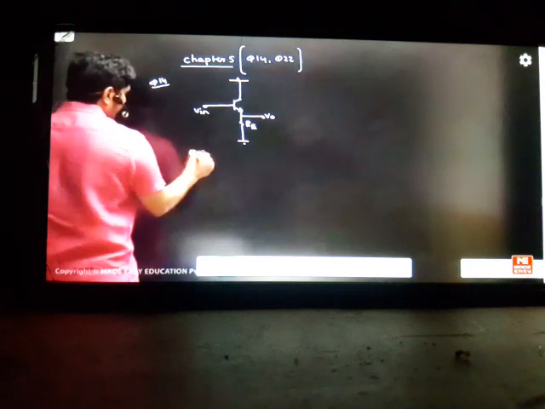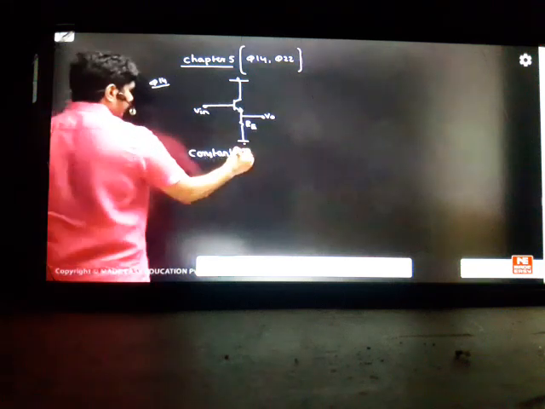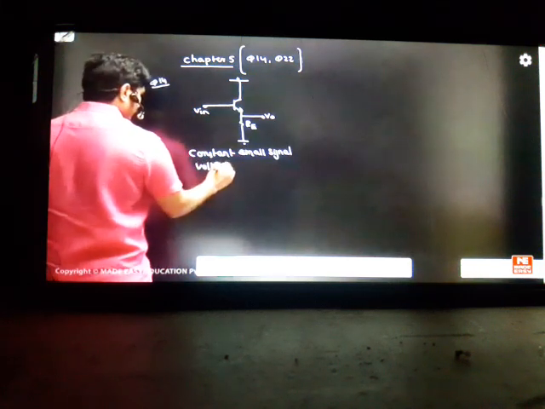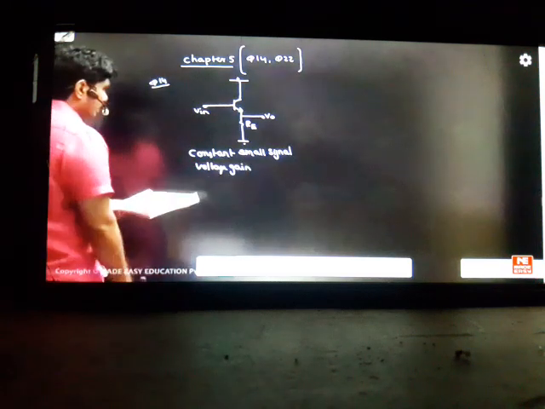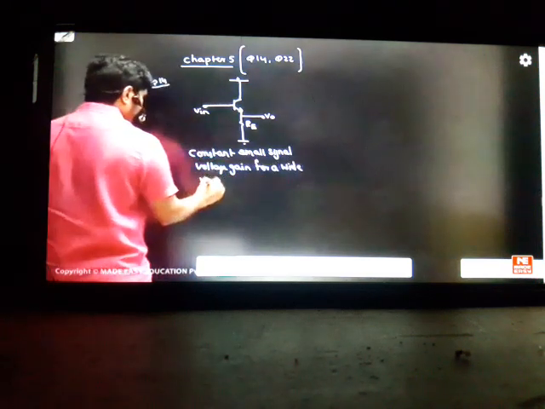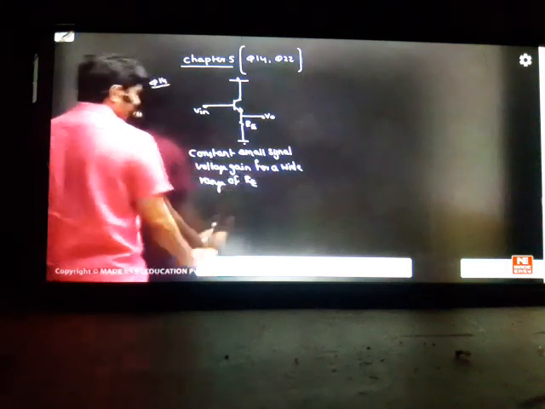And he said: which one of the following conditions ensures a constant small signal voltage gain for a wide range of RE? He is expecting a constant small signal voltage gain for a wide range of RE. Then what condition should be satisfied? First of all, he's asking for a constant small signal voltage gain.